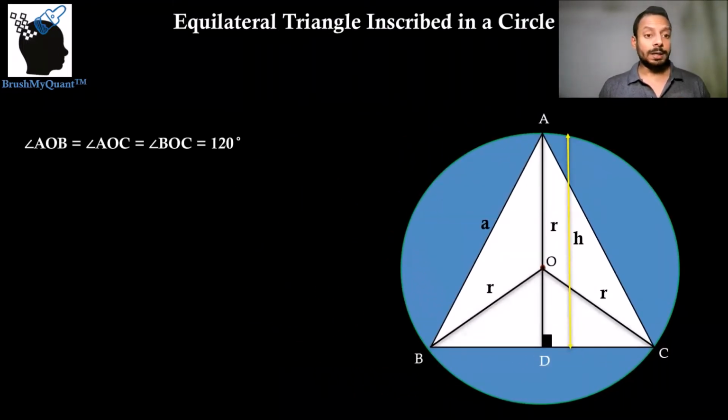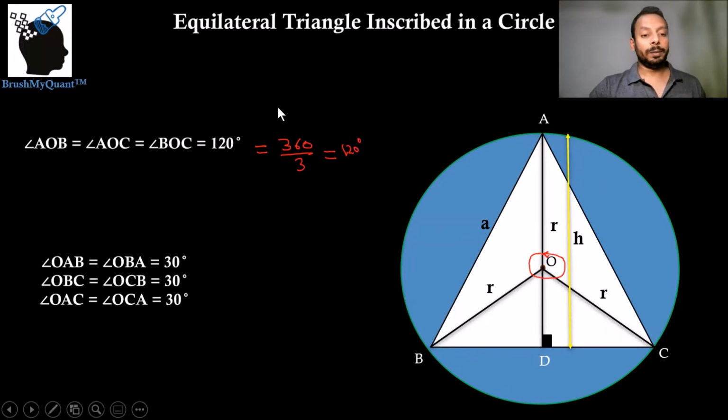So angle AOB is equal to angle AOC is equal to angle BOC is equal to 120 degrees. Let's see how that happens. If you look at the point O, this entire angle is 360 degrees. Since it's an equilateral triangle, all the three angles at point O will be equal. So angle AOB is equal to angle AOC is equal to angle BOC, which is nothing but 1/3 of the entire angle. So 1/3 of 360 degrees, which is nothing but 120 degrees.